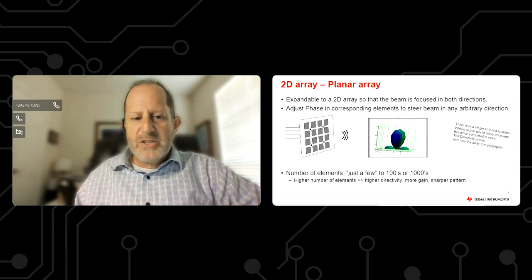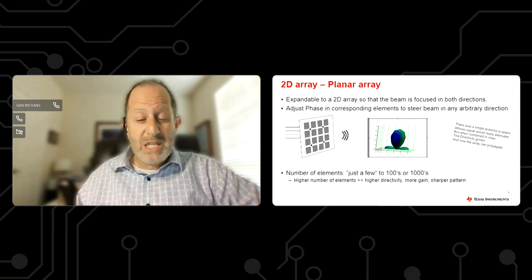But these phased array systems vary somewhat widely. They can be a case where we're talking about just a few elements, but in some cases we're talking about hundreds, maybe even thousands of elements in order to get the gain and the power transfer that's necessary for these systems. So the higher the number of elements, the higher the directivity, more gain, and the sharper the pattern.